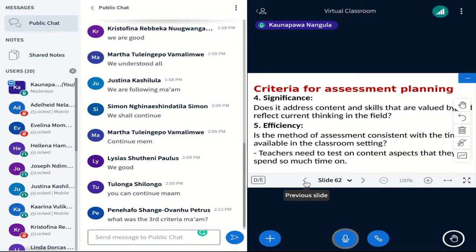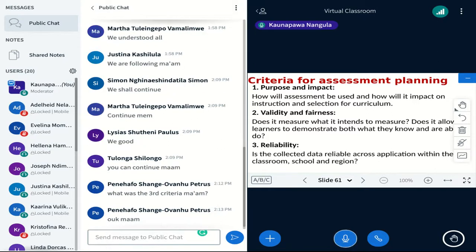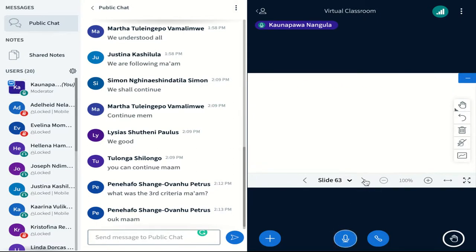But anyways, the third criteria is reliability. And I've explained that. So is the collected data reliable? Is it trustworthy across application within the classroom? So can you use that data to make decisions, such as whether the student has passed or failed? That's an example. Okay, moving on.